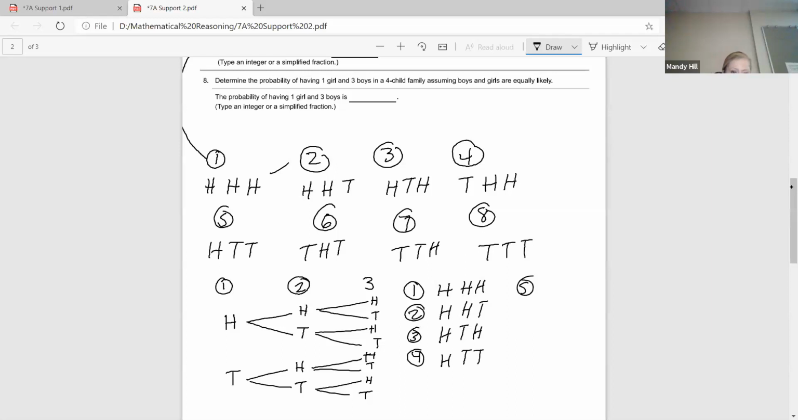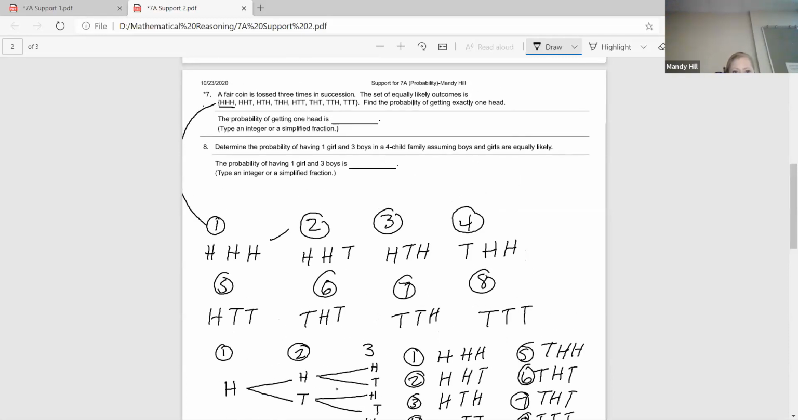Number 5, tails, heads, heads. So this is kind of a way to organize your thoughts, because if you're like me, I would have a hard time coming up with these 8 possibilities in my brain, because I would be like, where do I go next? Tails, heads, tails. And number 7, tails, tails, heads. And then the last one is just tails, tails, tails. And it doesn't matter what order they're in, but that's the 8 possibilities, right? If you have 3 coins, that's what could happen, okay?